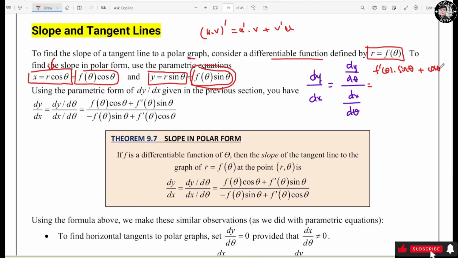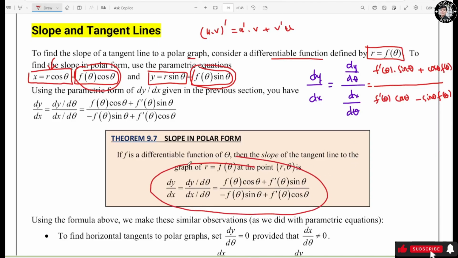cosine theta f of theta, over the derivative of this one right here with respect to theta. So it could be f prime of theta cosine theta minus sine theta f of theta. That's why you get this formula right here.